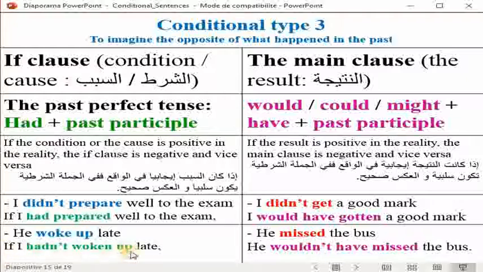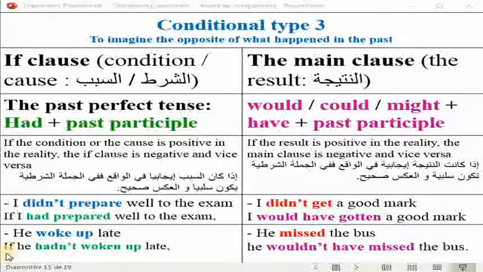If he hadn't woken up late, so this is the negative form of the past perfect. We had the affirmative form of the simple past in reality, and now we have the negative form of the past perfect tense. In the main clause of the conditional sentence: if he hadn't woken up late, he wouldn't have missed the bus.